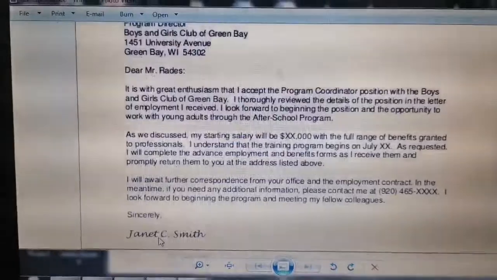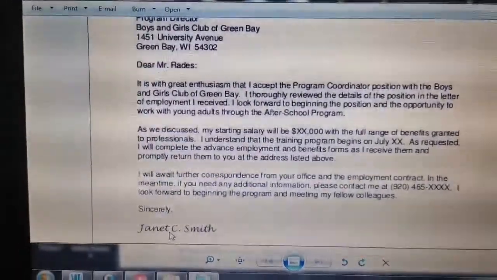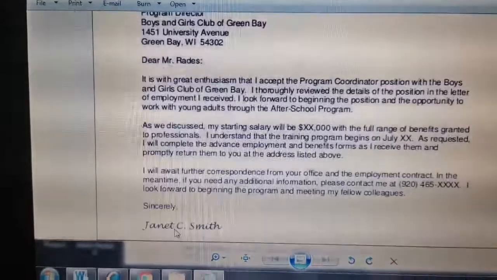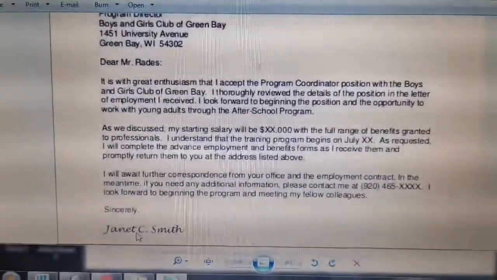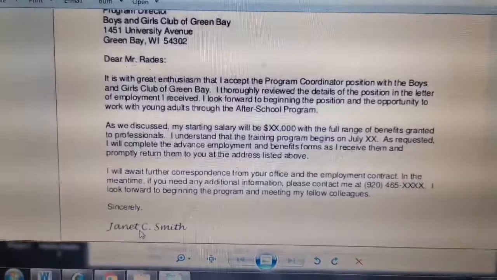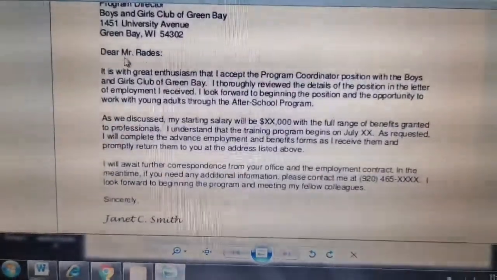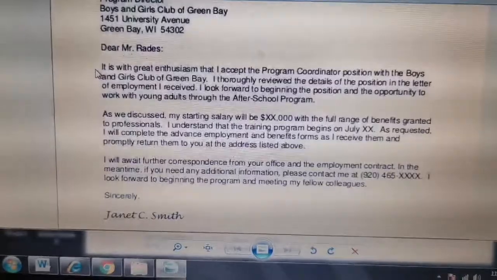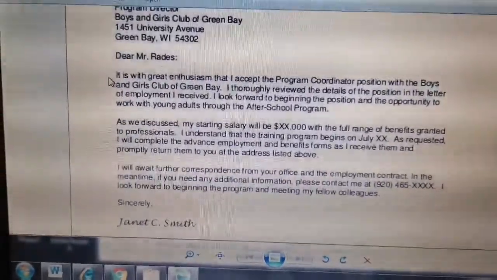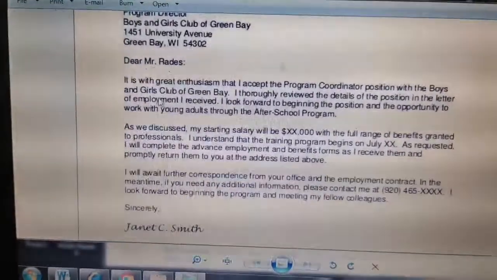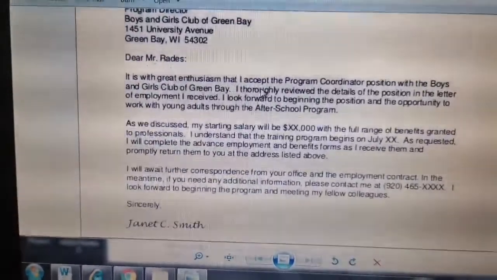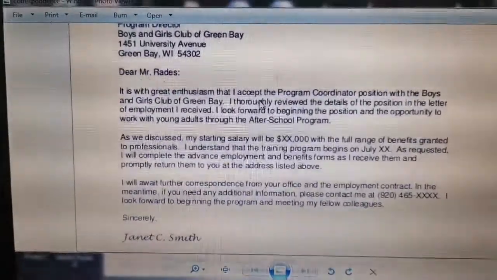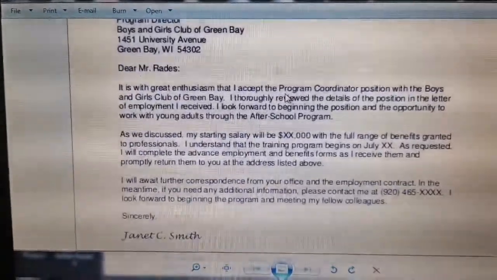Correspondence is best kept to one topic and should follow the pattern point, discussion, and action or example. So this is an example of a correspondence. A correspondence class is communicating by letter or email. So here, Miss Janet is communicating to Mr. Raids. The point that Miss Janet wants to demonstrate is that she is accepting the offer of Mr. Raids to work as program coordinator.